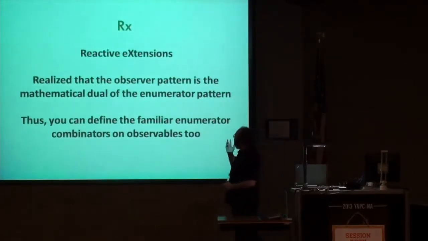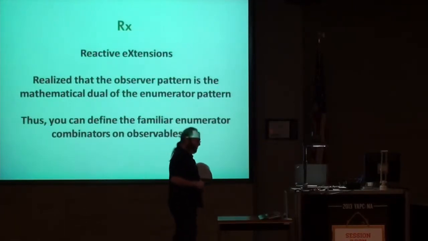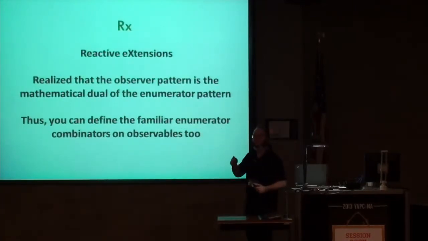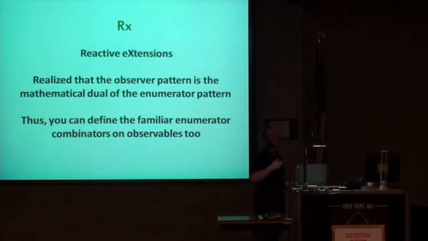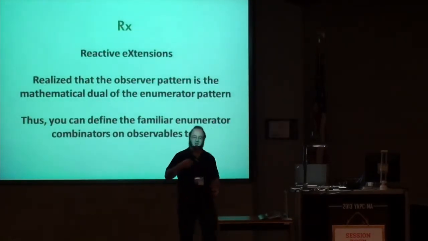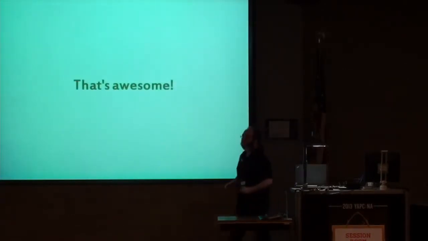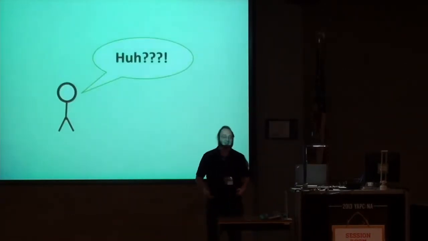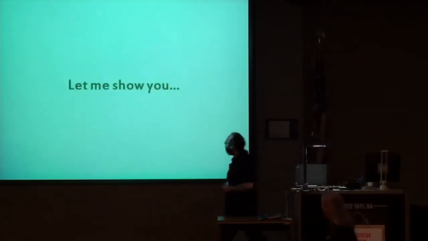if you take the enumerator pattern or the iterator pattern and figure out what the mathematical dual is, you get the observer pattern. That means we can define all the familiar enumerator combinators that we use every single day on observables as well. Now at this point you're either thinking, that's awesome, or, huh? So let me explain. It's easy.